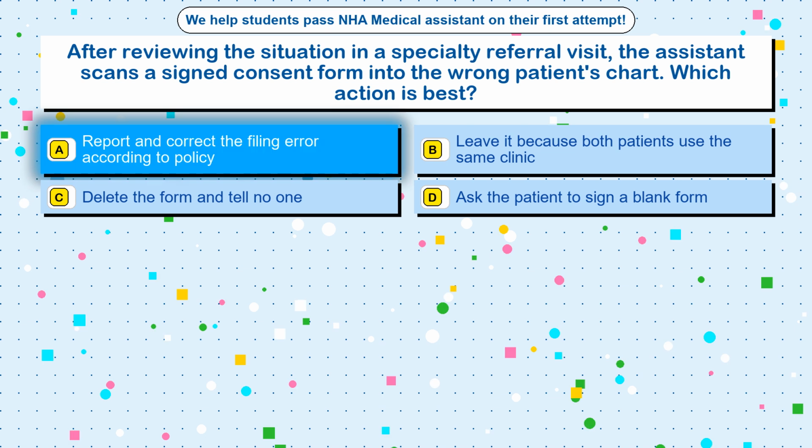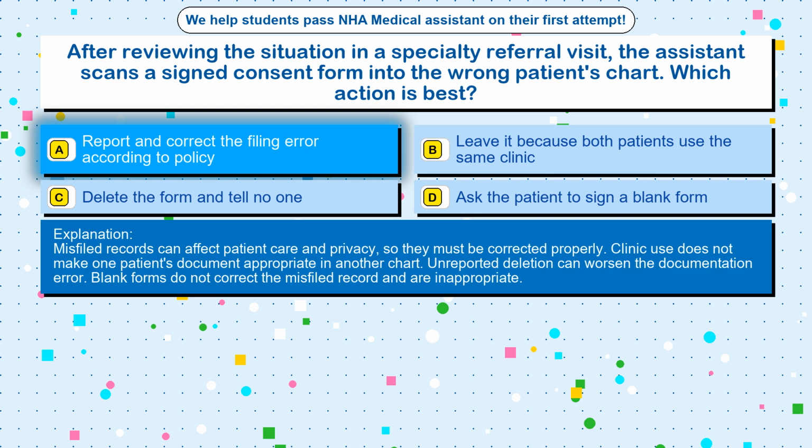Report and correct the filing error according to policy. Misfiled records can affect patient care and privacy, so they must be corrected properly. Clinic use does not make one patient's document appropriate in another chart. Unreported deletion can worsen the documentation error. Blank forms do not correct the misfiled record and are inappropriate.